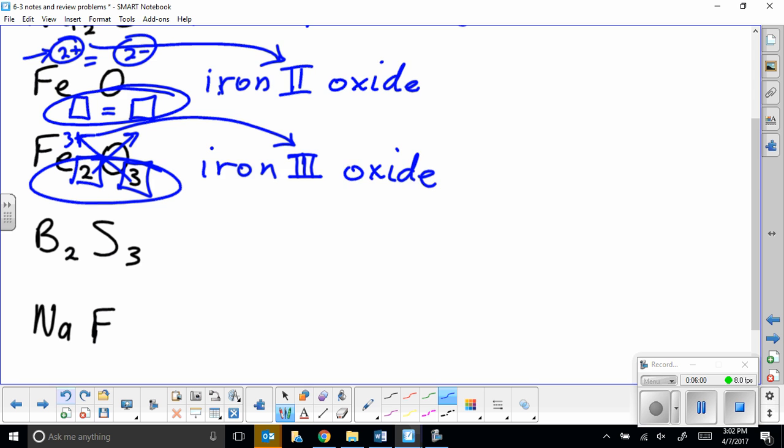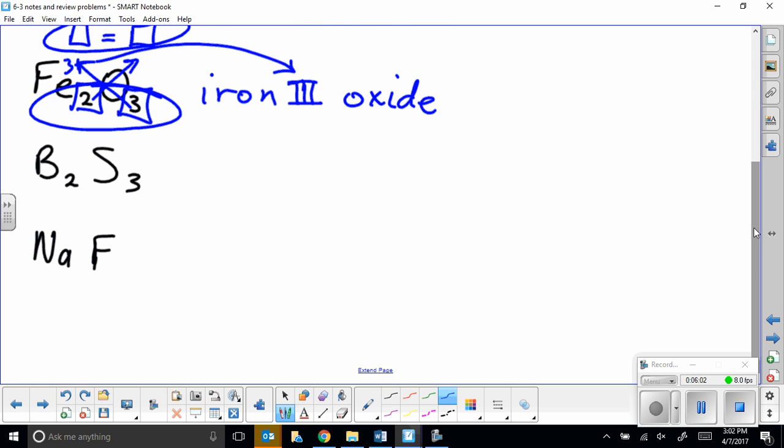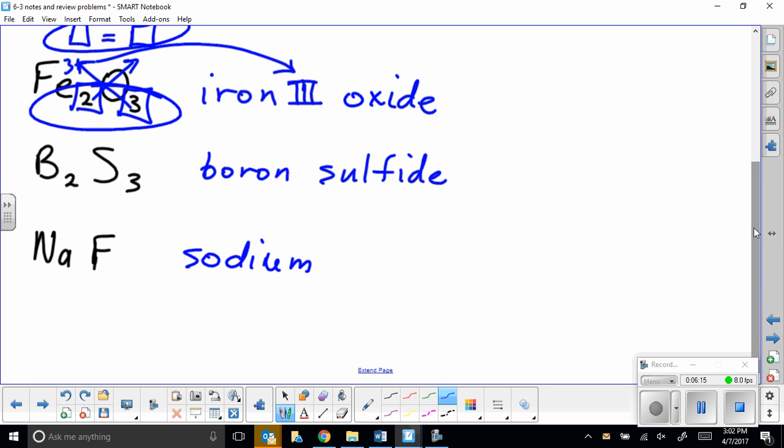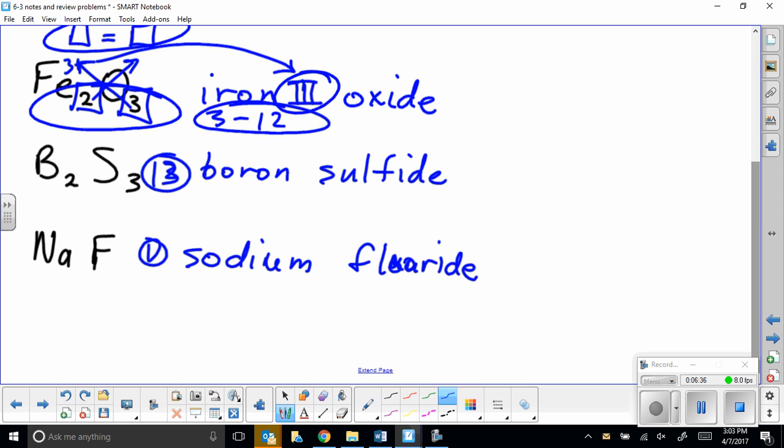Next one, we've got boron, and it is in group 13, so it's not a transition, so it's just boron and sulfur changes to sulfide. And then we have sodium, which is group 1, so we don't have the Roman numeral there, and that's fluoride. Oops, that's spelled wrong. Fluoride. So again, we want to look always to see what group it's in. Group 1, group 13, but if it's in group 3 through 12, like iron is, transition metal, then I'm going to need that Roman numeral in there.